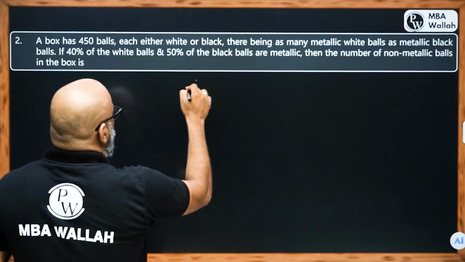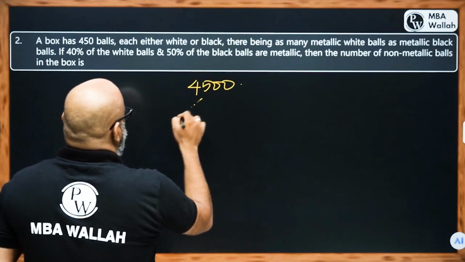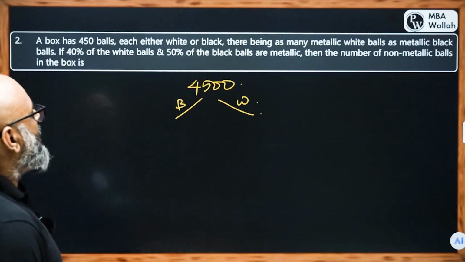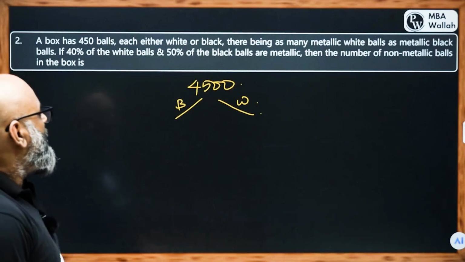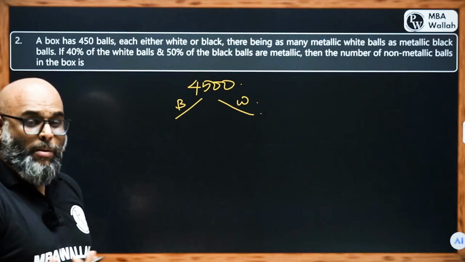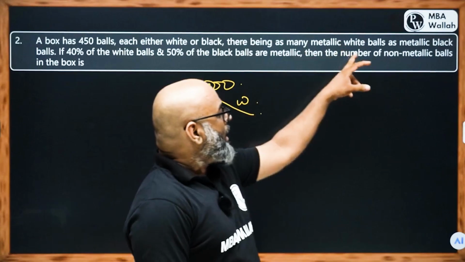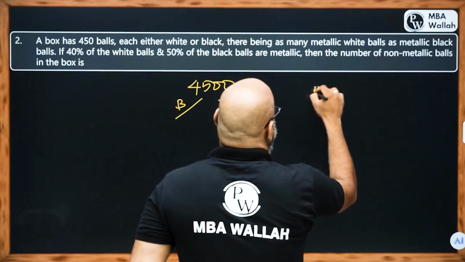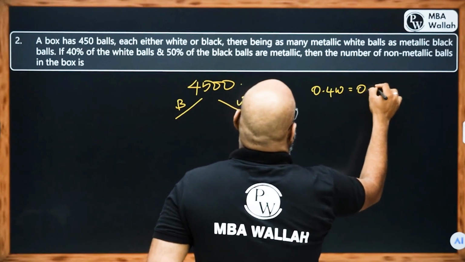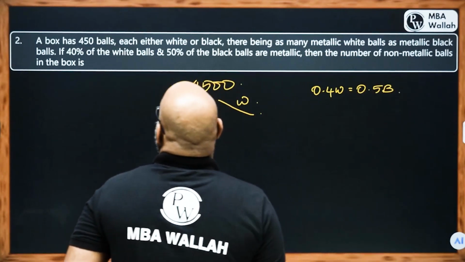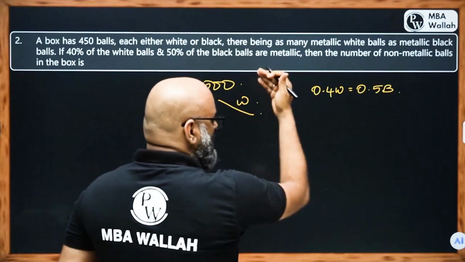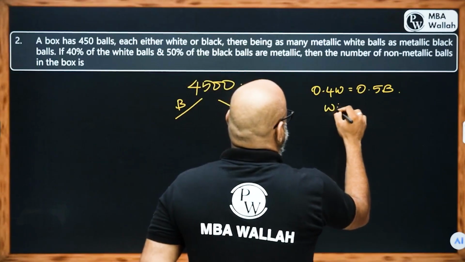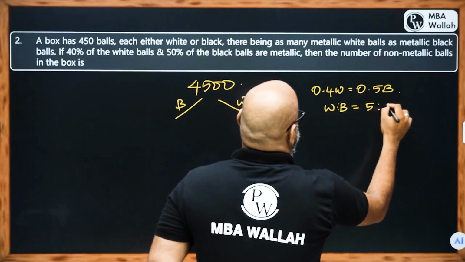So I happen to have 450 balls here. Some of them are black, some of them are white. The data also says 40% of the white balls and 50% of the black balls are metallic. The number of white metallic and black metallic balls are equal. So I can say 0.4 W is equal to 0.5 B. We can equate that, 40% of white balls and 50% of black balls. Or from here, W is to B is equal to 5:4.